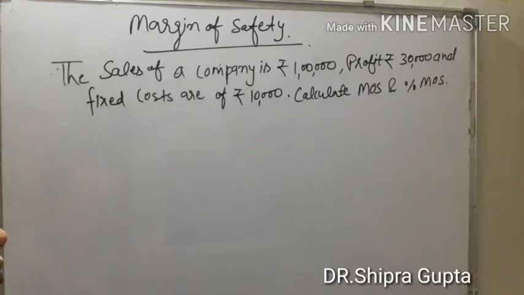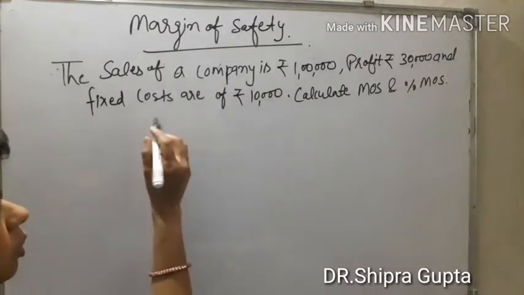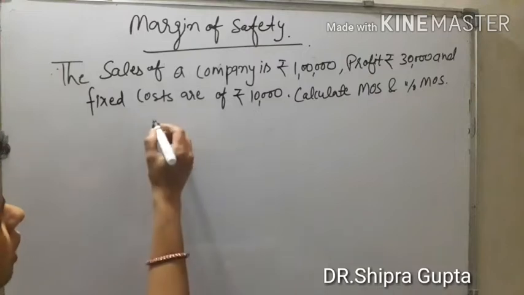In this question, sales given, profit given, fixed cost given, but variable cost is not given. But our formula of margin of safety is actual sales minus break-even point. Here sales is given but break-even point is not given. For break-even point we need variable cost. First we will calculate variable cost. Variable cost we will calculate by the help of marginal costing formula.